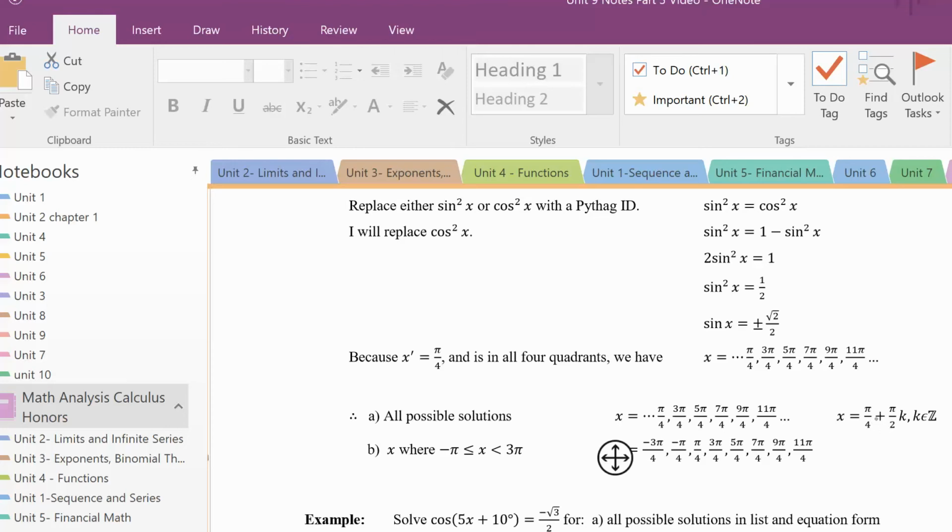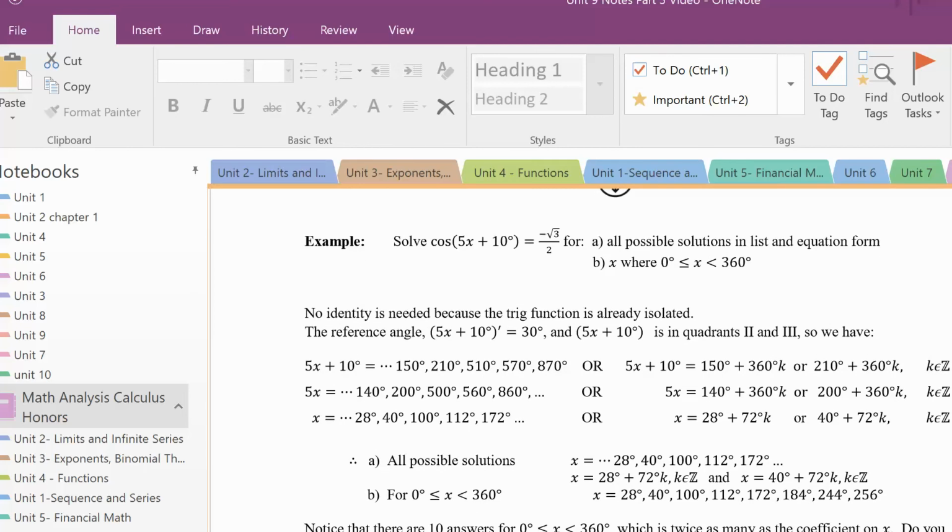The pattern is that it's pi over 4 plus pi over 2 times k, where k is an integer. And then if you're trying to find it between negative pi and 3 pi, you can put negative 2 in for k and you get negative 3 pi over 4. Put negative 1 in for k, get negative pi over 4, 0, you get pi over 4, and so on until you get all the solutions that are between negative pi and 3 pi.